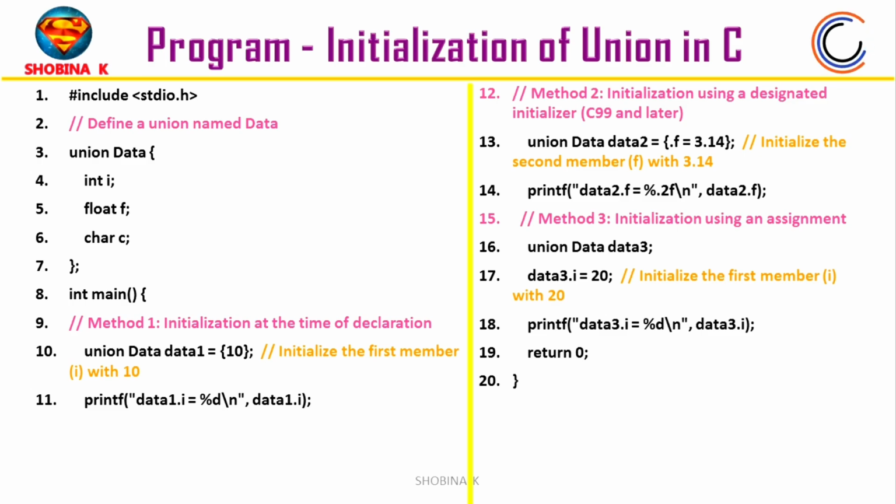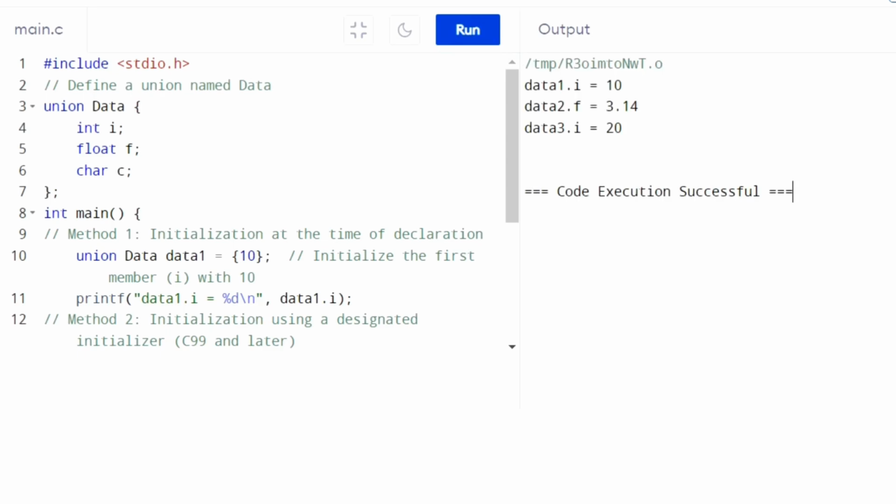So, data1 is initialized at the time of declaration with integer value 10. Data2 is initialized using a designated initializer with a float value 3.14. And data3 is initialized using an assignment with an integer value 20. Now, let's run this code. And this is the output.